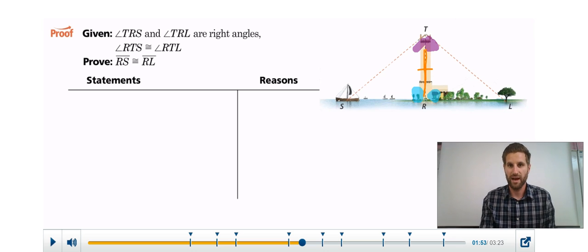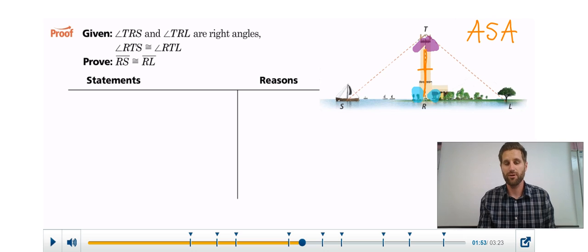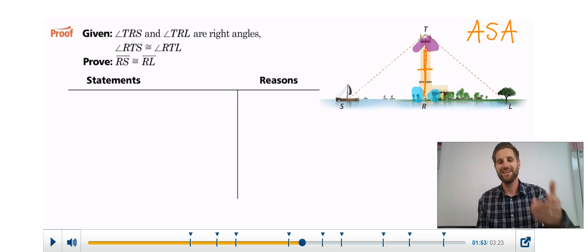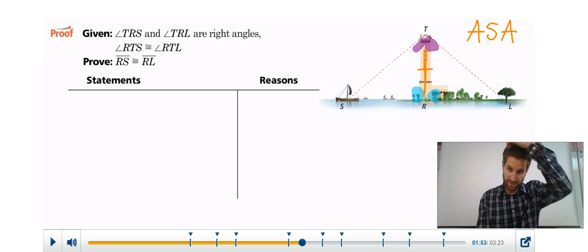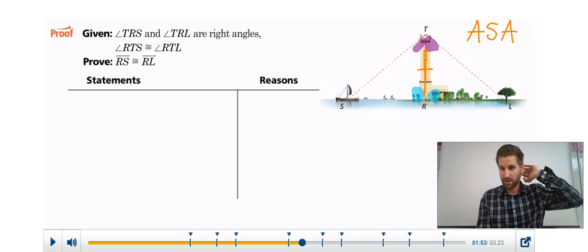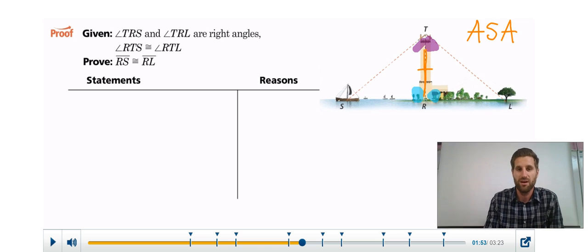All right, so we have our proof pattern. What we want to do is angle, side, angle. And once we prove the triangles congruent, we can use CPCTC to prove RS is congruent to RL, which thus means we know how far the ship is, since we know how far the landmark is from the tower. Okay, because we couldn't measure this over the water, that'd be too difficult. So let's go ahead and move on.